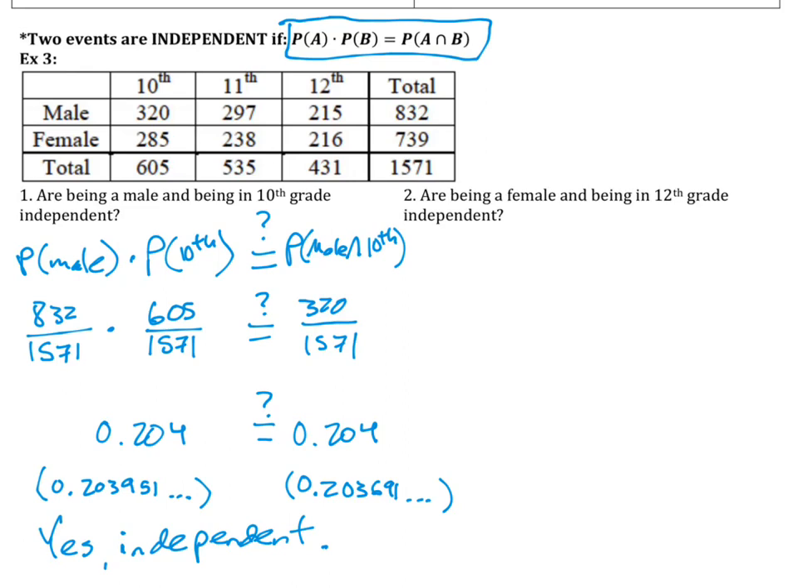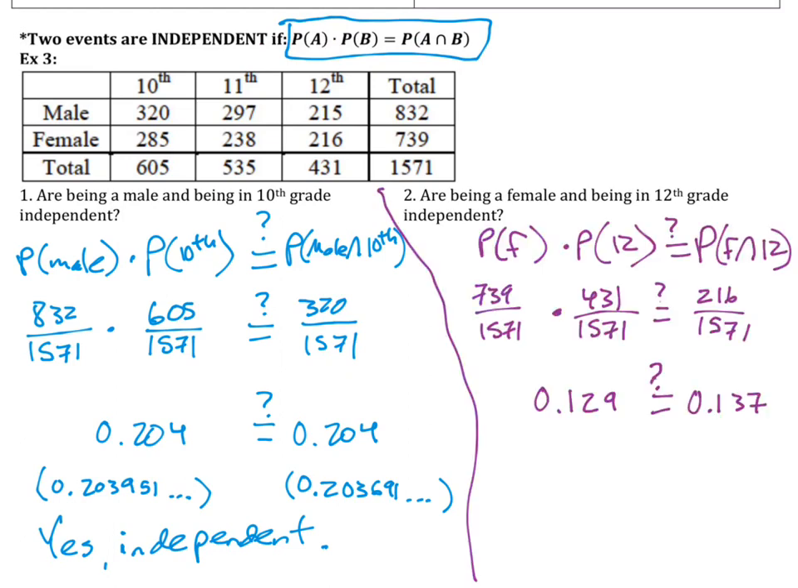And so let's have you try out this next one. You're still computing the same idea here. You're trying to figure out if female and being in 12th grade are independent. You can get the probability of female, the probability of 12th grade, and the probability of being female and in 12th grade, and see if you get a true equation or not. So go ahead and pause the video and figure it out.